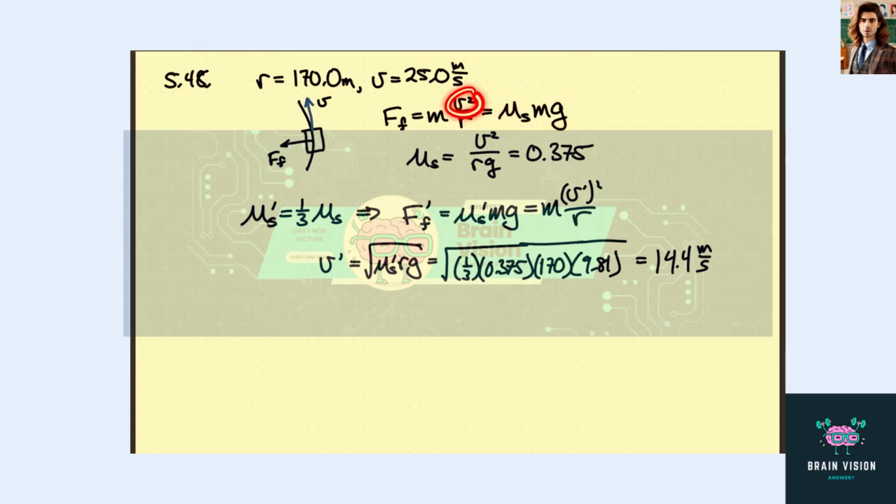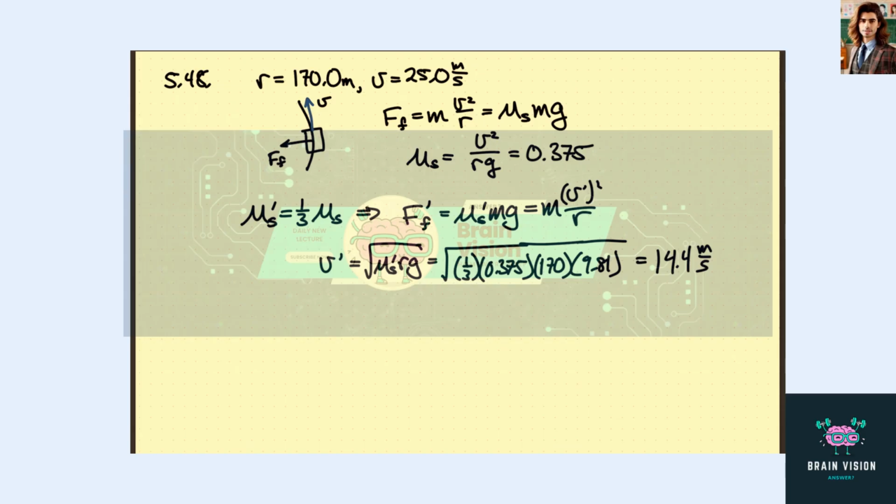So that will give us the maximum velocity. Okay, so this will give us the minimum mu s to keep this thing from sliding. Solving for mu s, we can see that the mass of the car drops out, and we get v squared over rg. Plugging in our values, we get 0.375, which is a very reasonable looking coefficient of static friction that would be needed to keep this car from sliding.